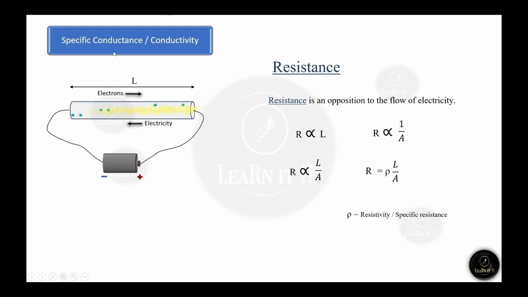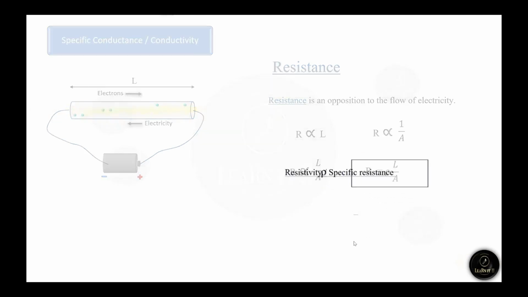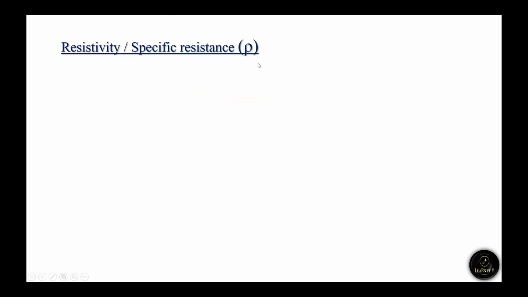We are not talking about the conductance, we are talking about the resistance. By taking this example, we need to know what is resistivity or specific resistance, which is indicated by rho. With respect to resistance, R is equal to rho L by A. That's why this resistivity is equal to R into A by L.